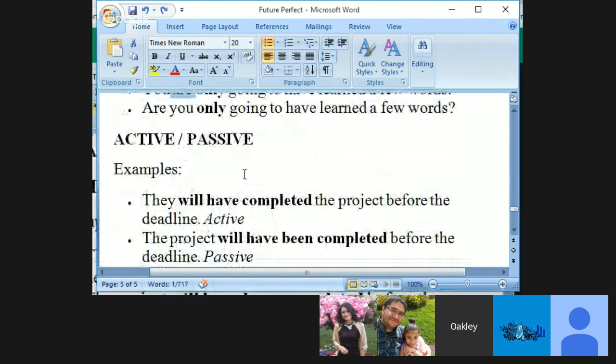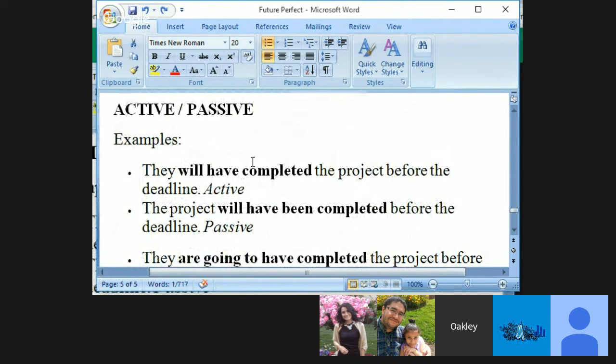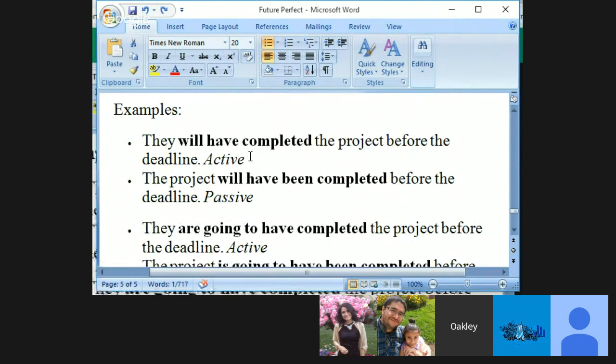Okay, last thing we're going to do here, we're going to look at a passive form. All right, we have only been doing, yes we have, we've only been doing active forms, such as this example. They will have completed the project before the deadline. See, there's a business connotation. Okay. In the active form, we know who did the action. It's they. The action was performed on the object, now, the project.